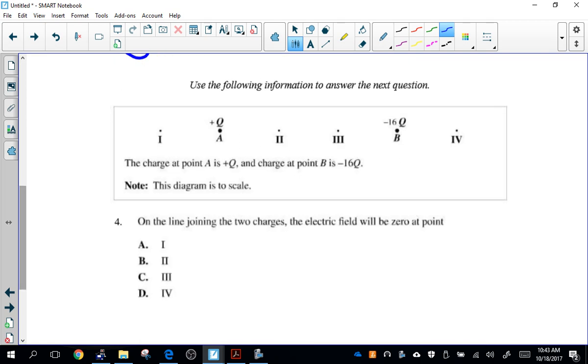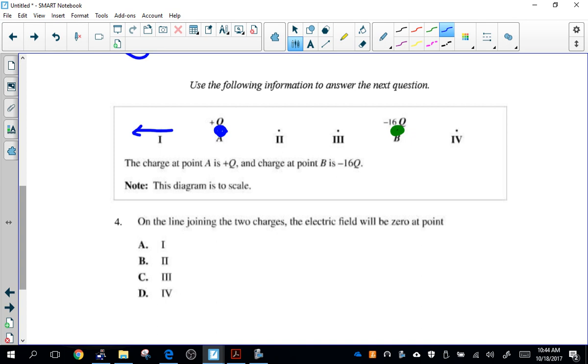Oh, here's a good one. The charge at point A is Q, at point B is negative 16Q. On the line joining the two charges, where's the field going to be 0? Interesting. Here's what I want to do for this one. I want to, at each of these points, draw the field lines, because I'm going to be able to eliminate a couple of these things, I think, right away. The field, let's call A blue, and B is going to be green, so we can kind of color code this, okay? The field caused by A here is this way.